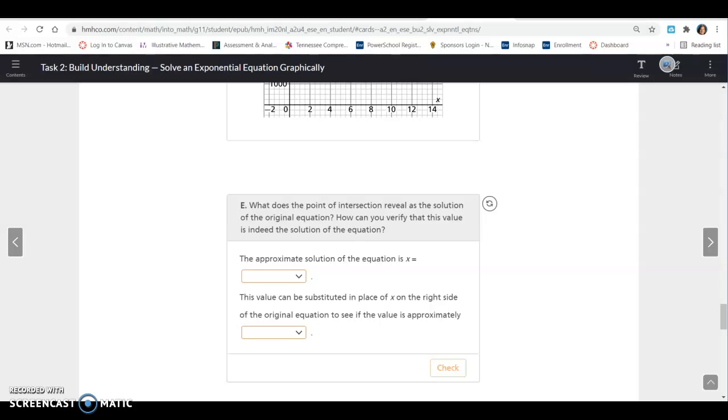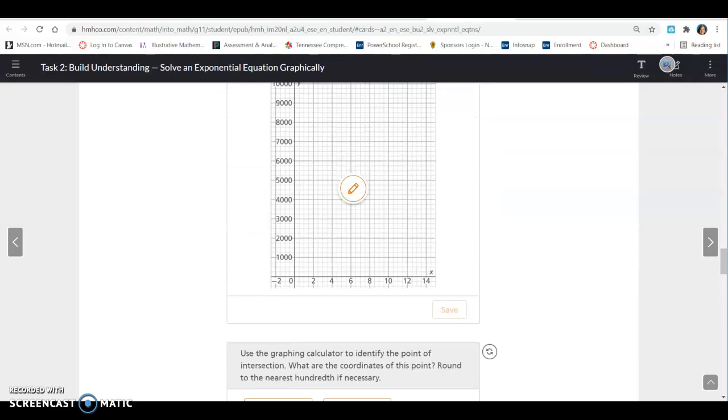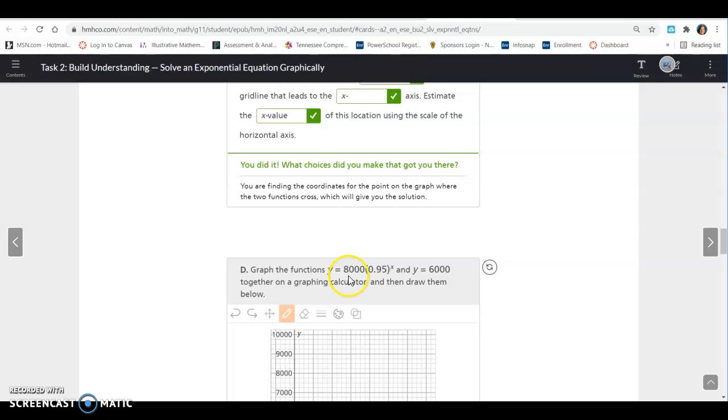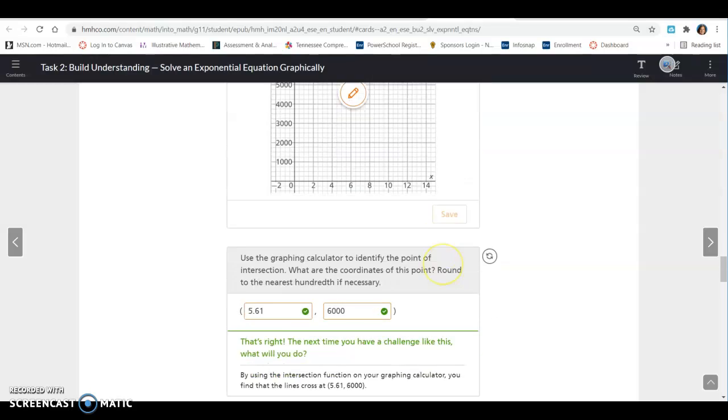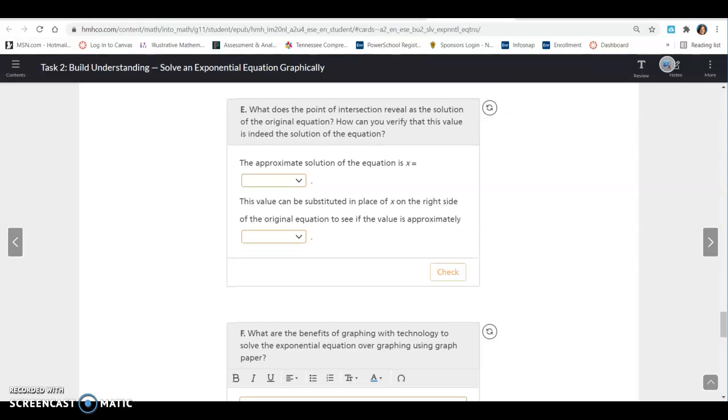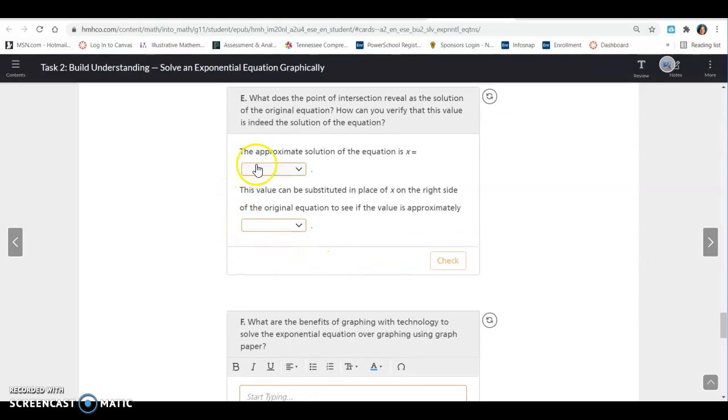All right, so what does the point of intersection reveal as the solution of the original equation? How can you verify that this value is indeed the solution of the equation? All right, so you can go back to your equation and you can plug x in, and it should be approximately 6,000. So if you take your equation, wherever it is, right here, if you do 8,000 times 0.95 raised to the 5.61, I believe, and you hit enter, that should give you about 6,000. Okay, so again, we've plugged in numbers to check our answers, and that's another thing we're going to do here.